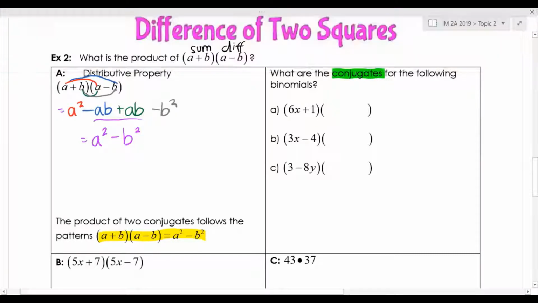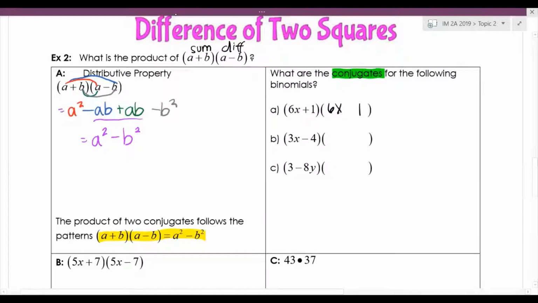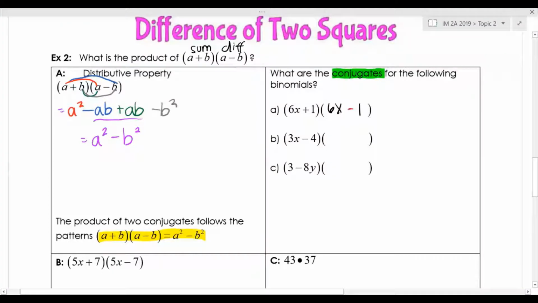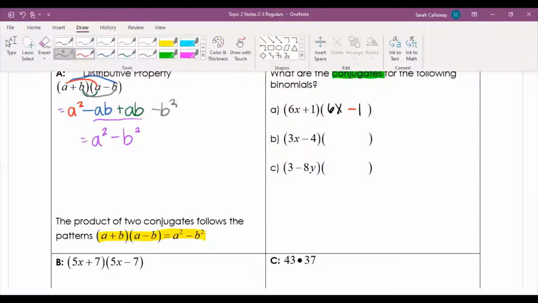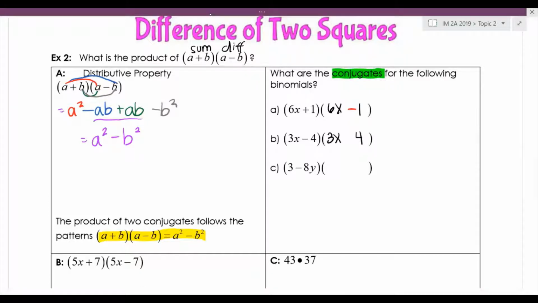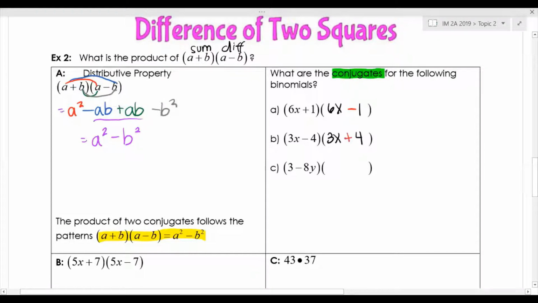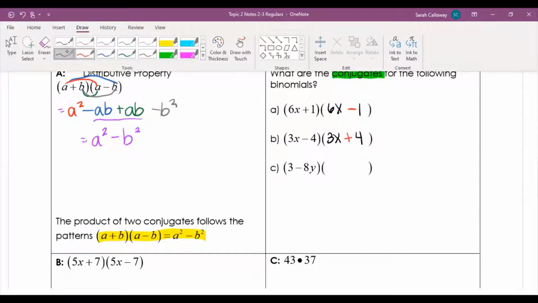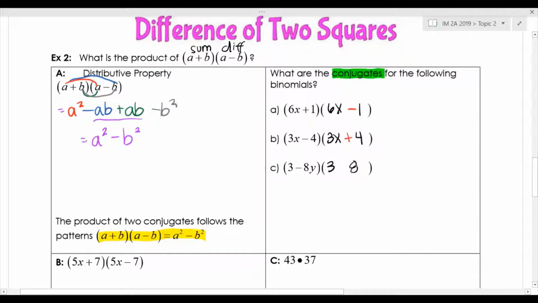So for this one, I have 6x plus 1. So the conjugate is going to be 6x minus 1. When I can recognize that it's the same two numbers or terms, one's a sum, one's a difference. So 3x minus 4, its conjugate would be 3x plus 4. For the last one, 3 minus 8y, the conjugate would be 3 plus 8y.